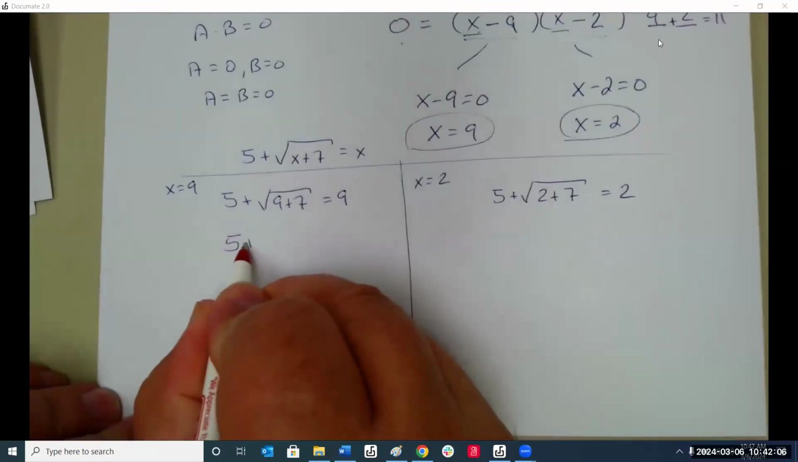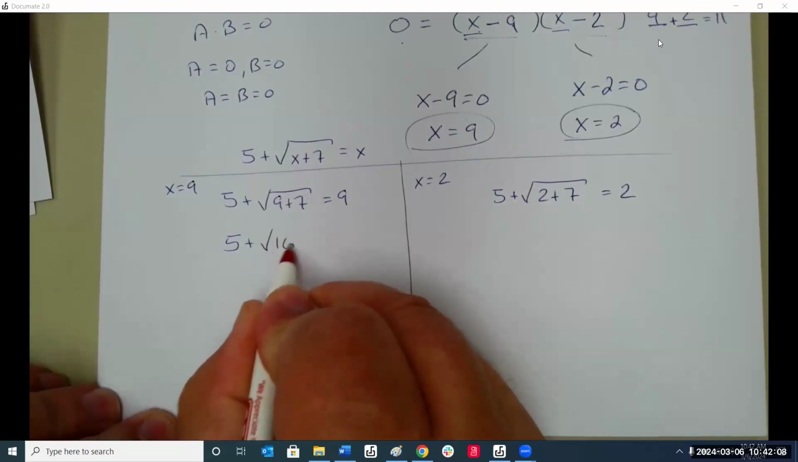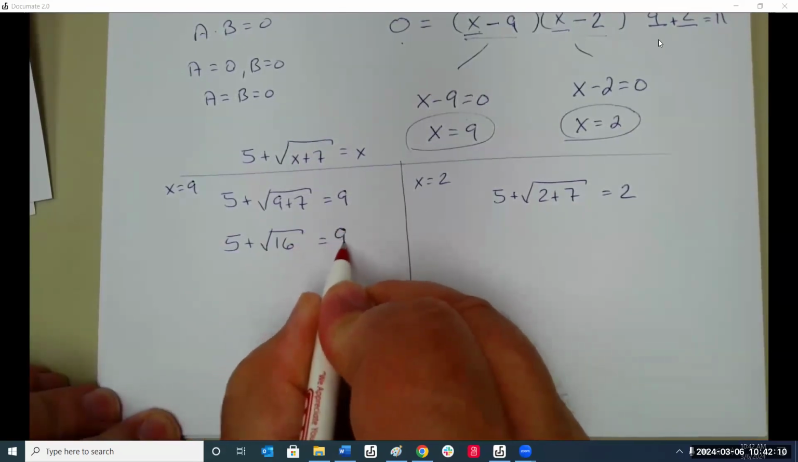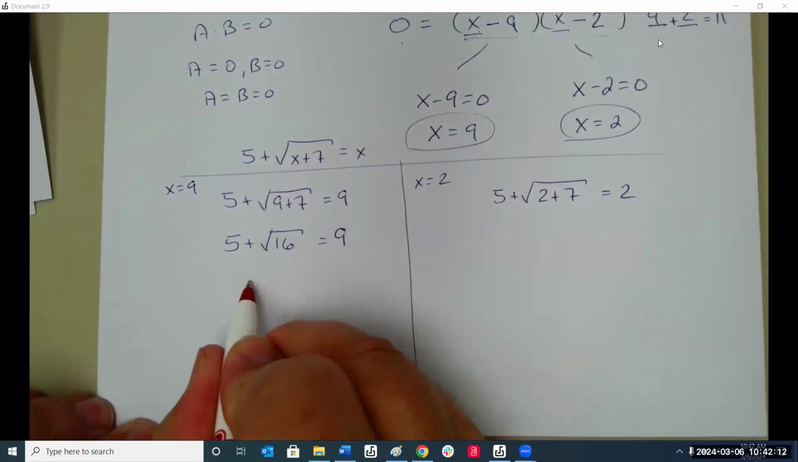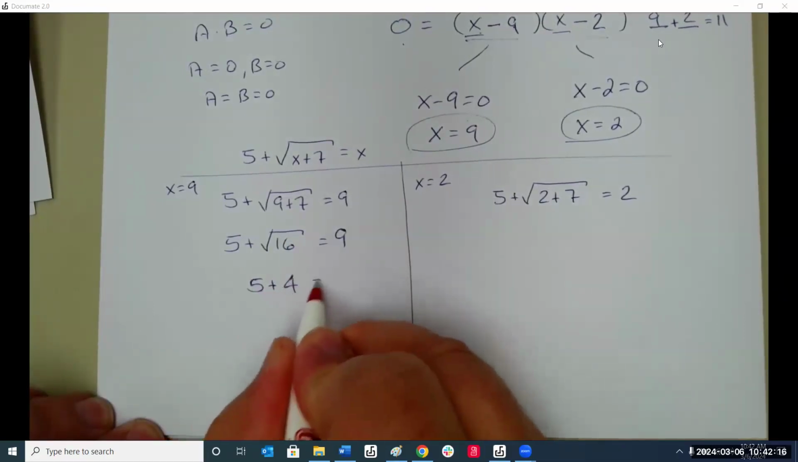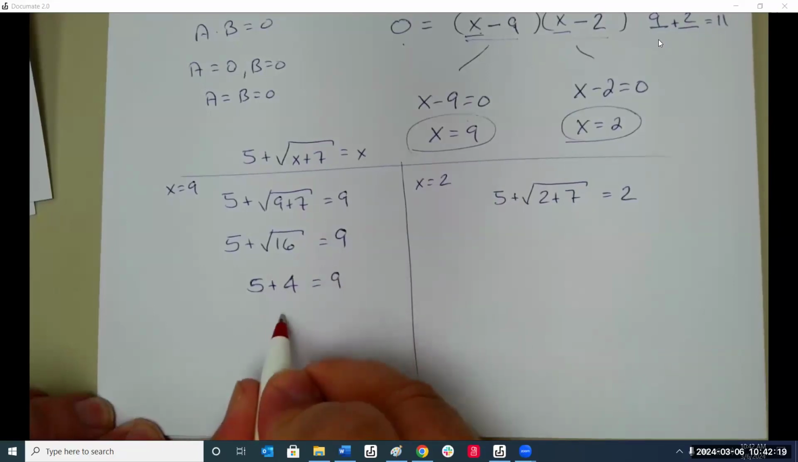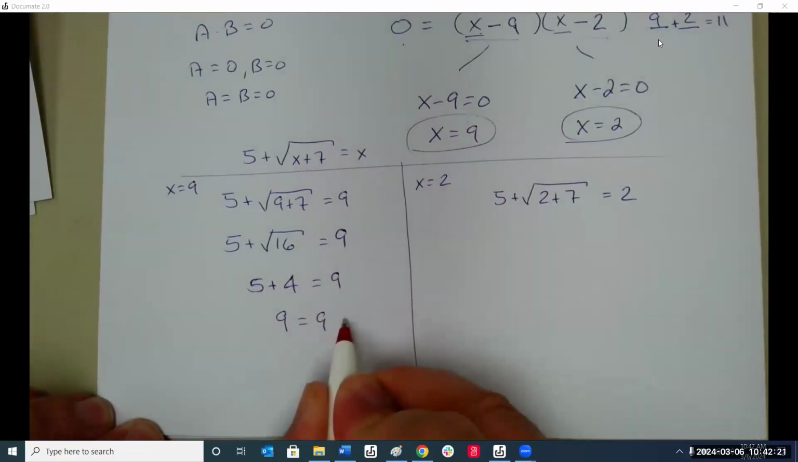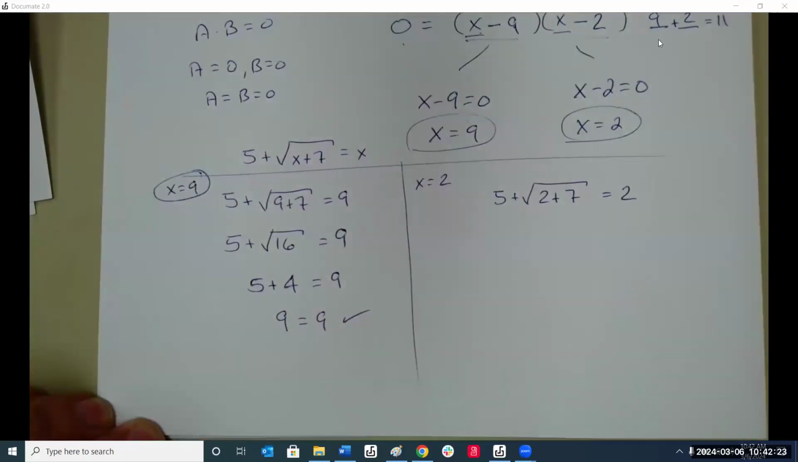So we get 5, 9 plus 7 is 16. What's the square root of 16? 4. 5 plus 4 is 9. 9 equals 9. So x equals 9 is a solution.